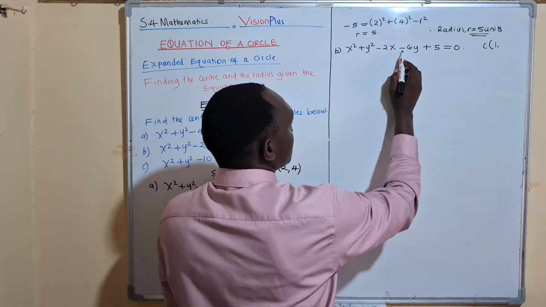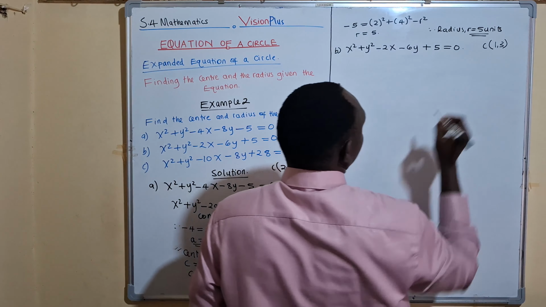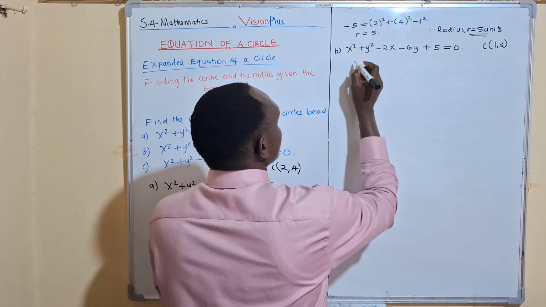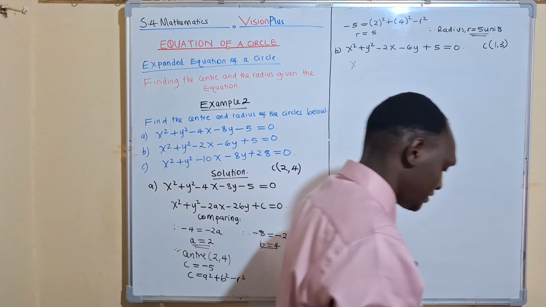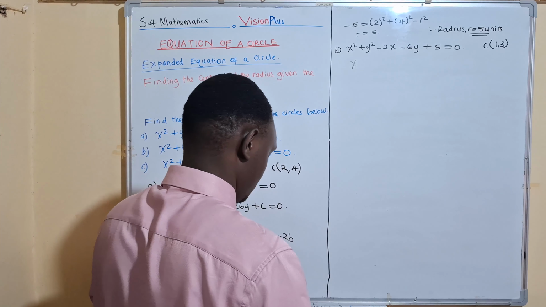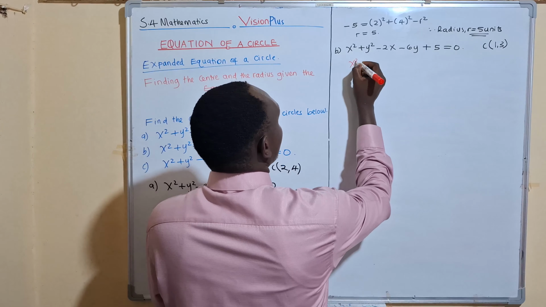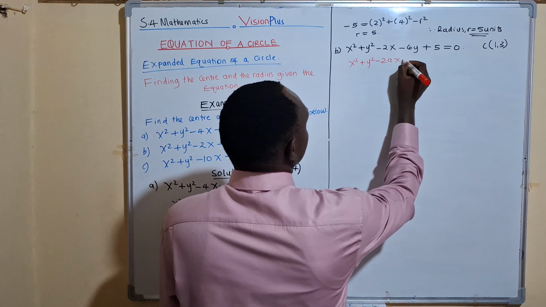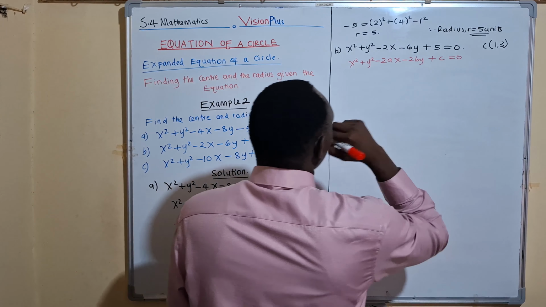Come here, it is minus, you change it to plus. So 6 divided by 2 is 3. These are going to be the coordinates of the center. But let's see if they are true. So we're going to compare it to the general form of the equation of the circle, which is given by x squared plus y squared minus 2ax minus 2by plus c equals 0.